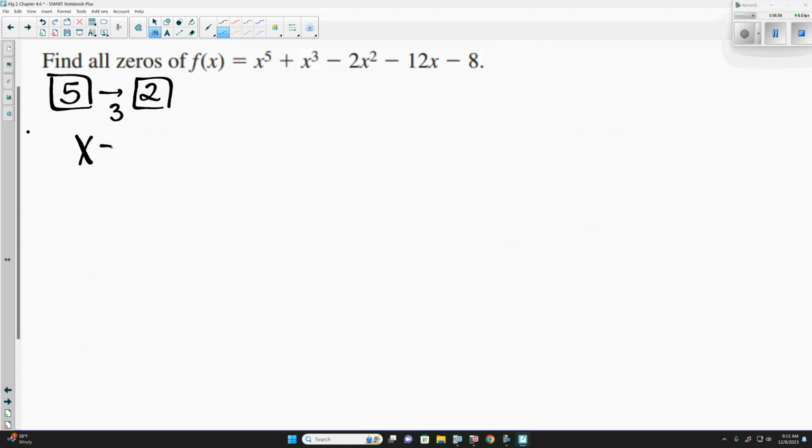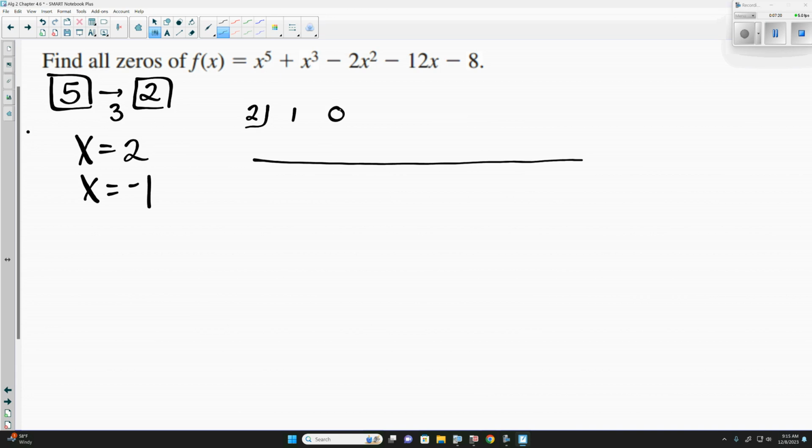Now, for sure, we know that x is equal to 2 and x is equal to -1. We have these 2 zeros. And what we can do from here, synthetic division, we can start off with 2. Numbers going across the top would be 1 for x to the fifth. Since we don't have an x to the fourth, it would be filled in as 0. 1 for x cubed, -2 for x squared, -12 for x, and -8 is our constant term. And we bring down the 1. Questions on this here before we get started?